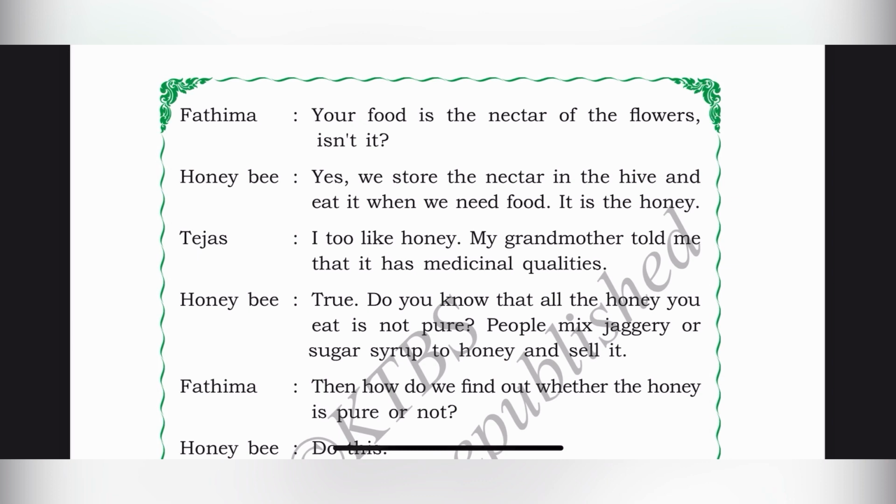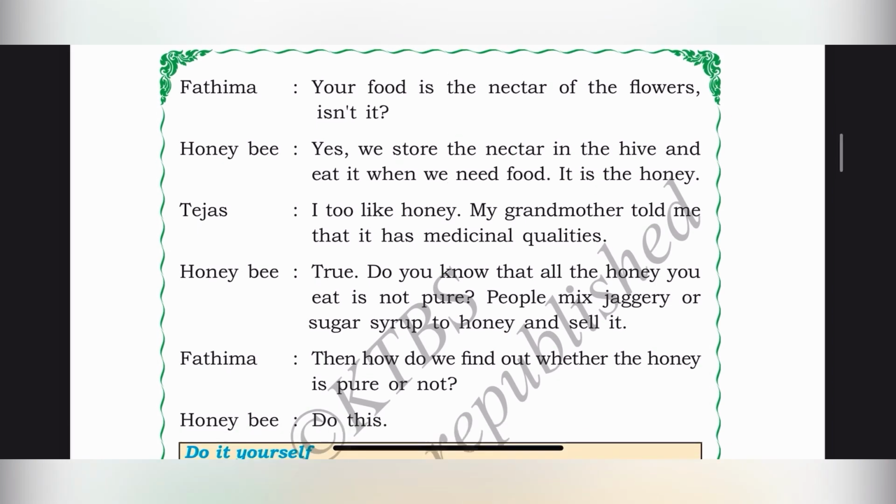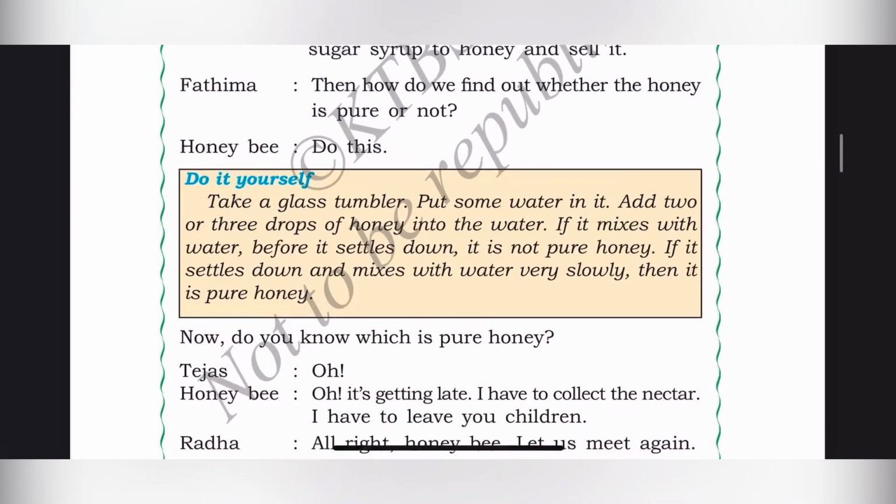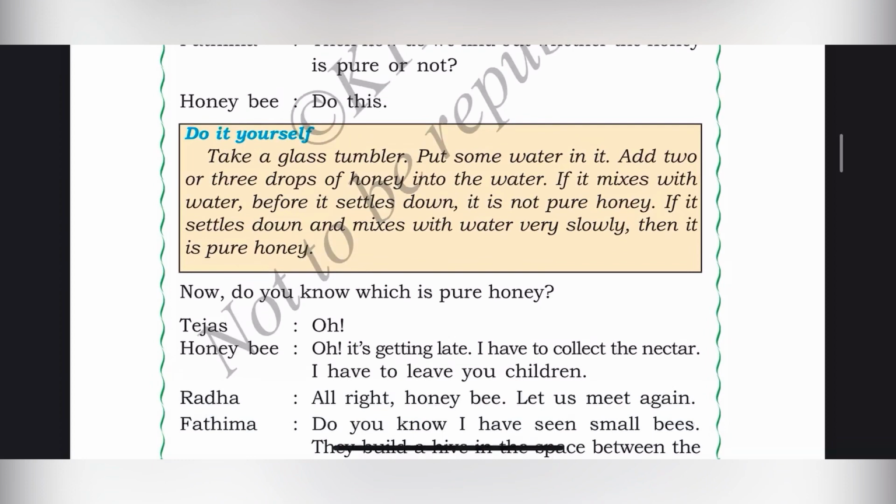Fatima: Your food is the nectar of the flower, isn't it? Honeybee: Yes, we store the nectar in the hive and eat it when we need food. It is the honey. Tejas: I too like honey. My grandmother told me that it has medicinal qualities. Honeybee: True. Do you know that all the honey you eat is not pure? People mix jaggery or sugar syrup into honey and sell it. Fatima: Then how do we find whether the honey is pure or not? Honeybee: Do this.